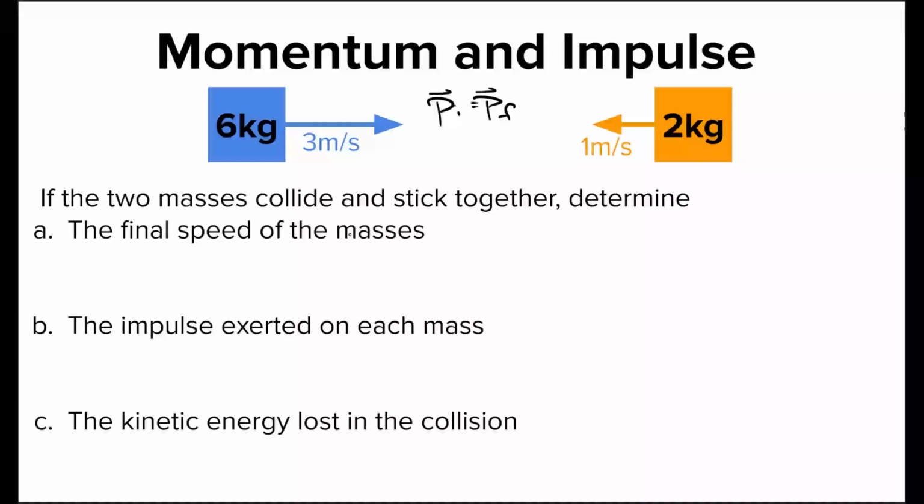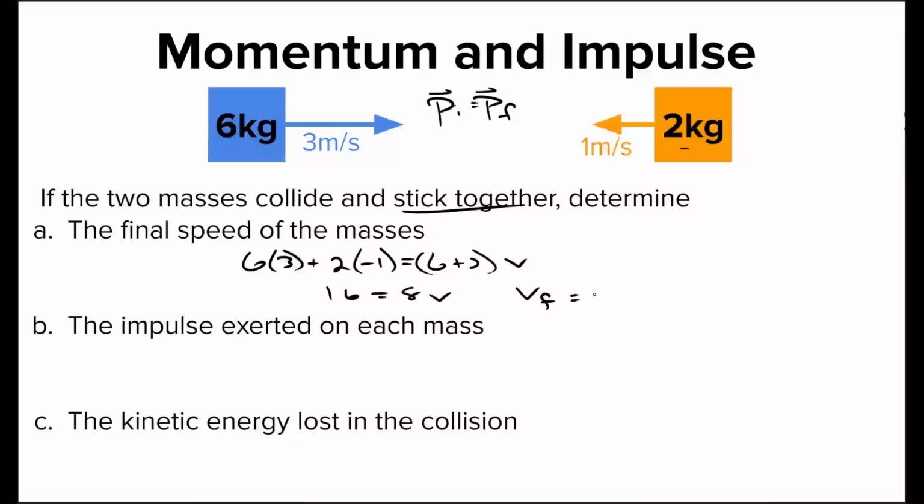So if I want to find the final speed of the masses, I could be like, okay, momentum's mv. So my initial momentum in the system is 6 times positive 3 plus 2 times negative 1. This thing is a vector. You've got to treat it like a negative if it's negative. Equals, let's say they stick together. Okay, well then you have 6 plus 2 total mass times unknown v. I'd have 18 minus 2 is 16 equals 8 times v. My v final of this whole system would be 2 meters per second.